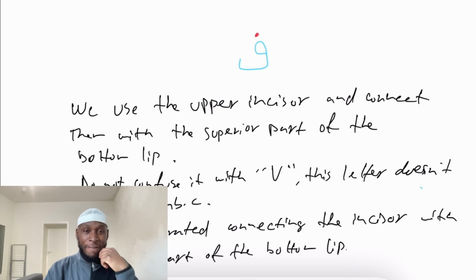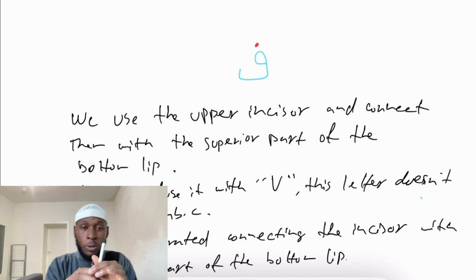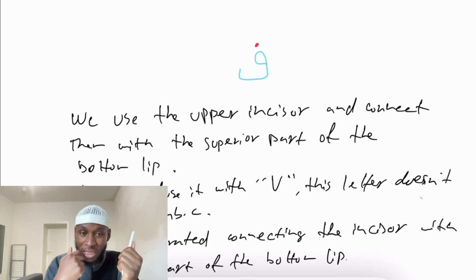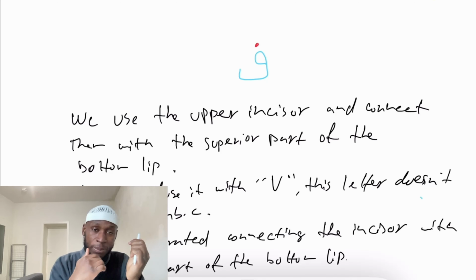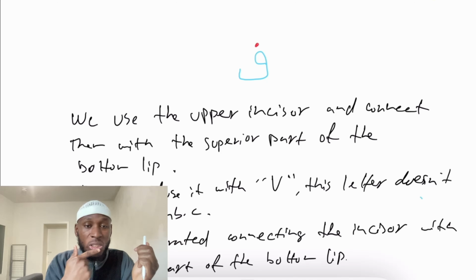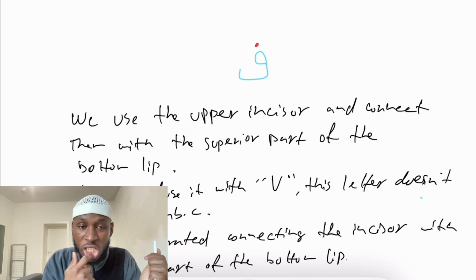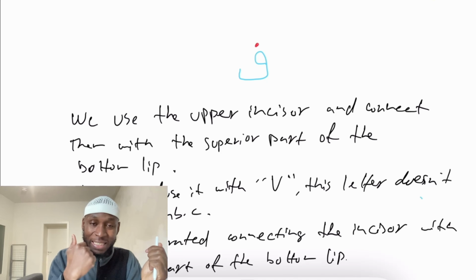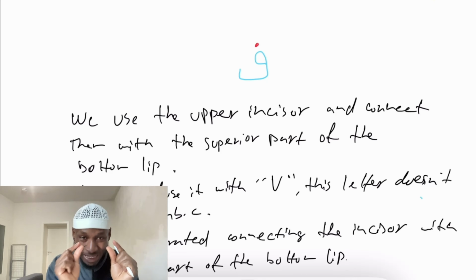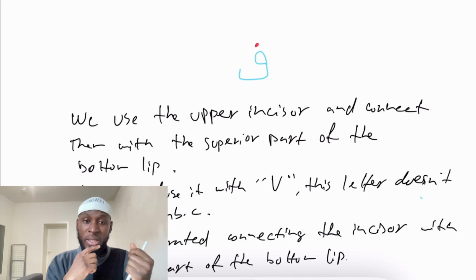To produce the sound fa, we have to use our upper incisors, and we connect them with the bottom lip. But which part? We connect with the superior part of the bottom lip. This is the superior part of the bottom lip, because this here is also part of the lip, but inside is the lower part. That's the key difference. For fa, we use the superior part of the bottom lip.